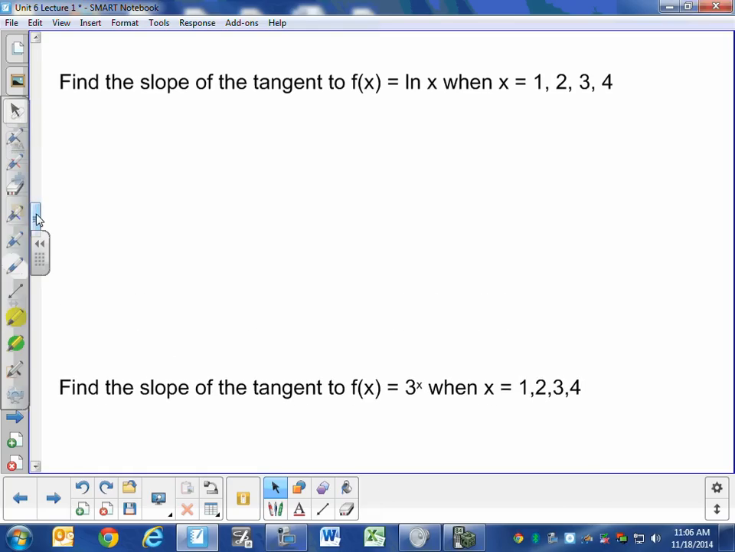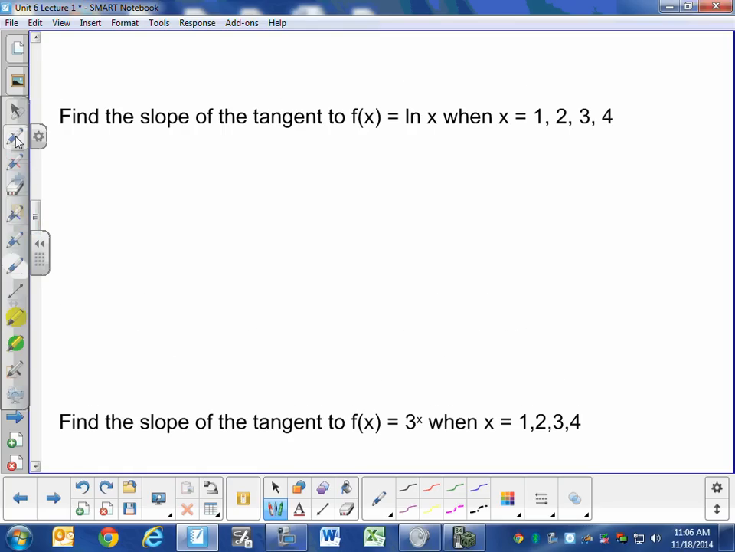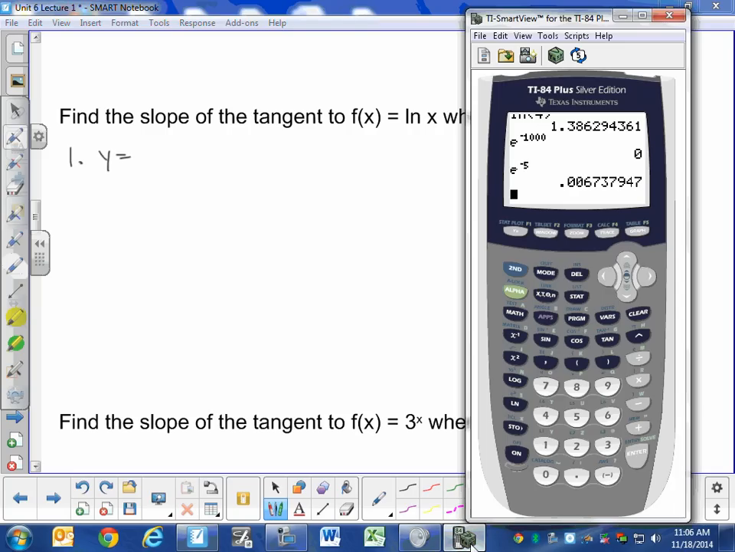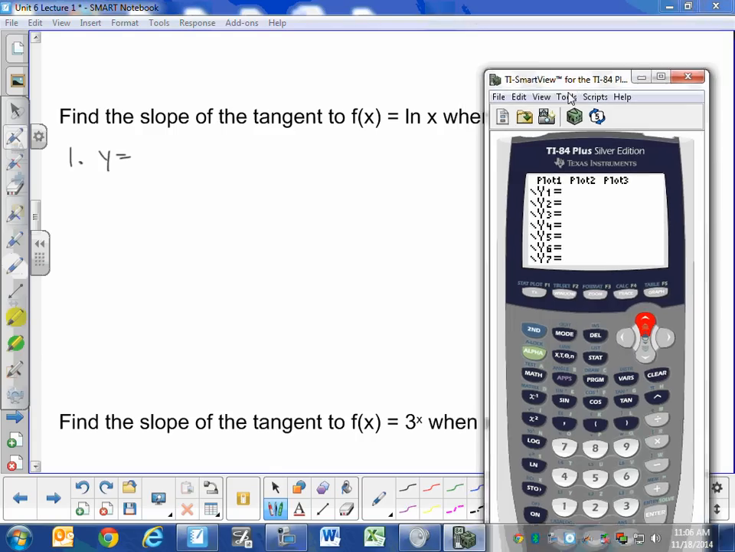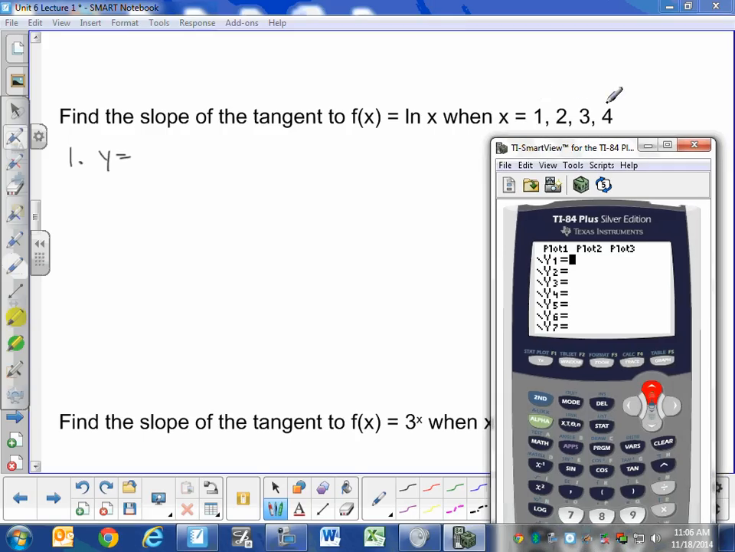Okay? So, how to find derivatives using your calculator. Two methods. Method number one is to use y equals. So in my calculator, if I want to, I can type into y equals the function that I want to take the derivative of. So we're going to do log x at 1, 2, 3, and 4.